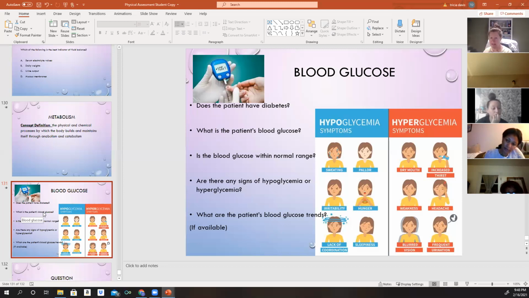So hypoglycemia is very low blood sugar, hyper is very high. They're going to have increased thirst, always, always, always thirsty. They're going to have very dry mouth. They might report feeling weak. They might complain of a headache. They're going to have blurred vision and then frequent urination.